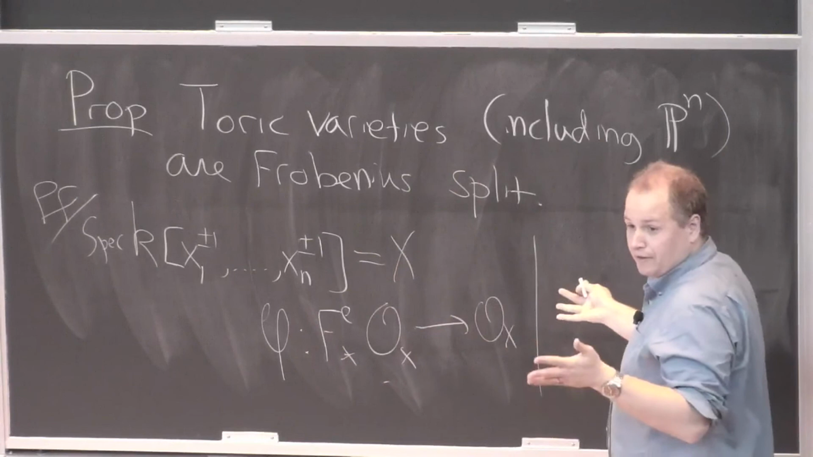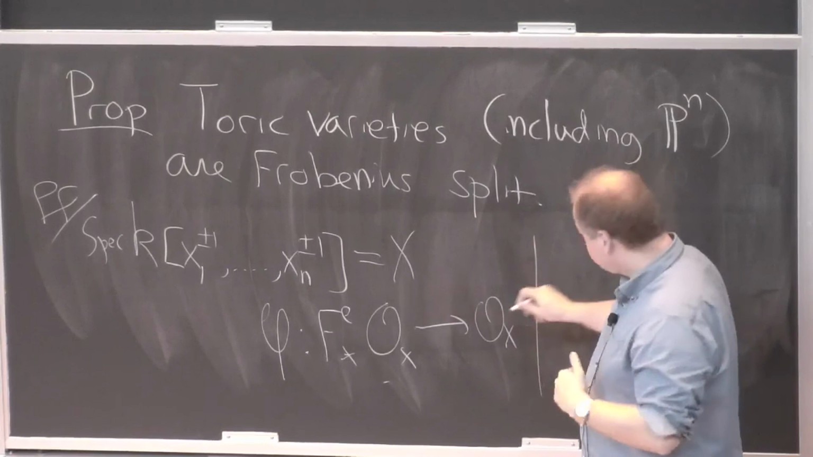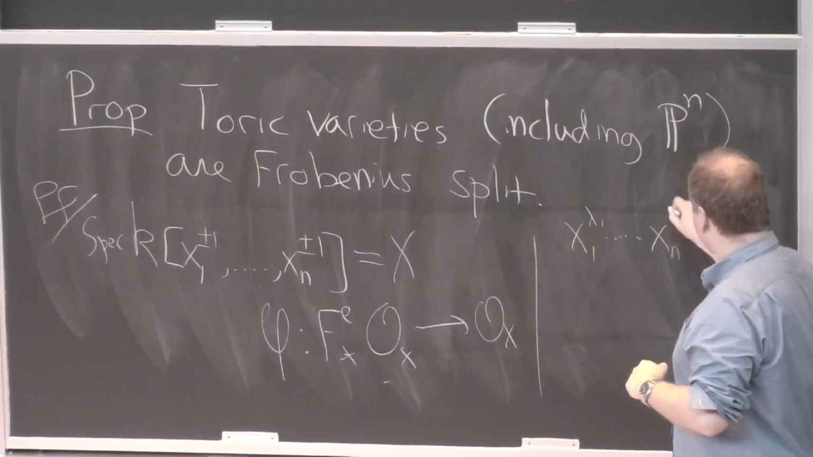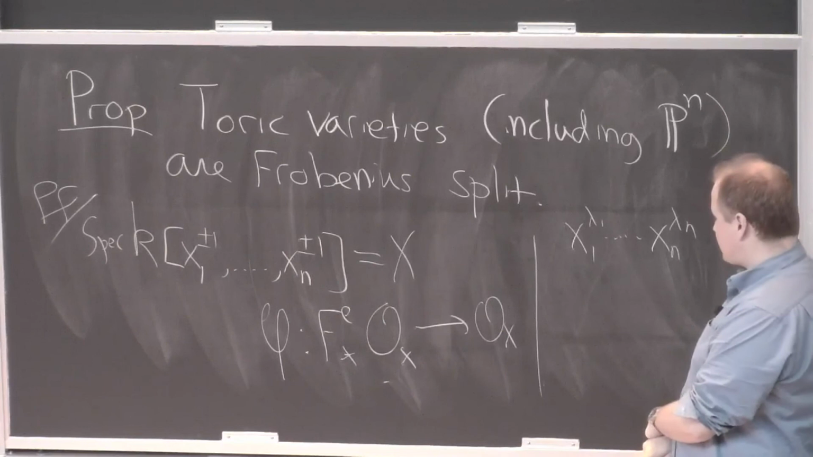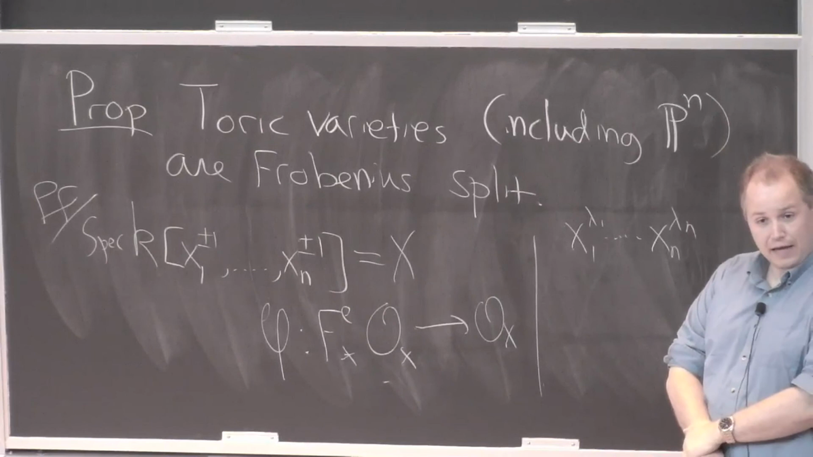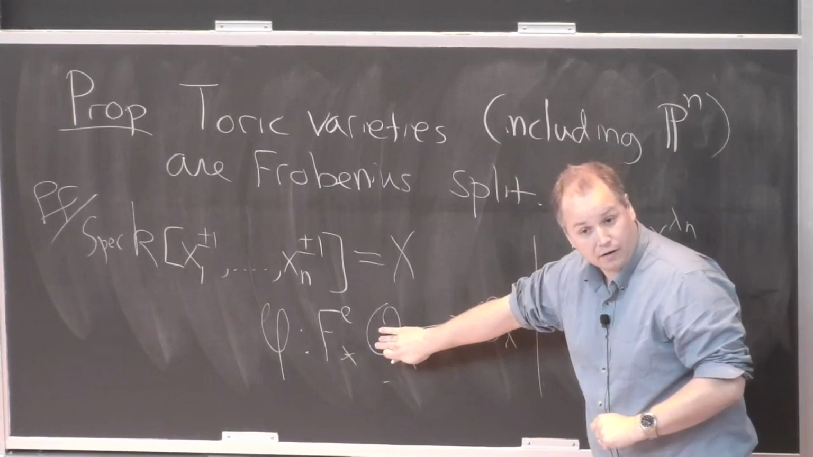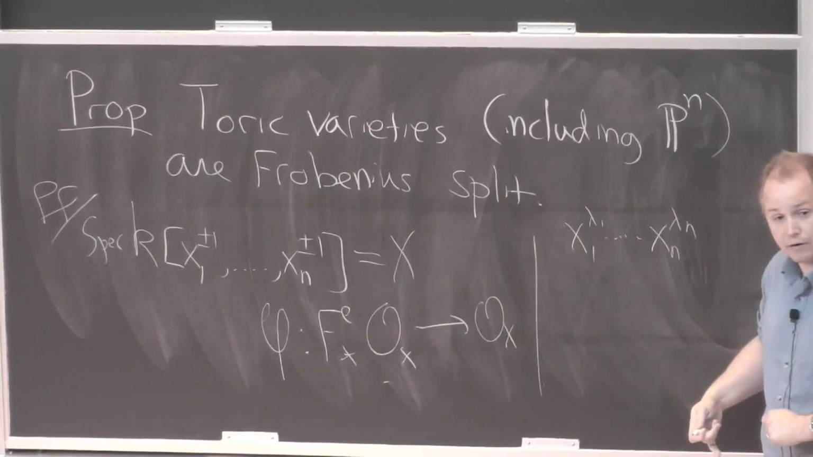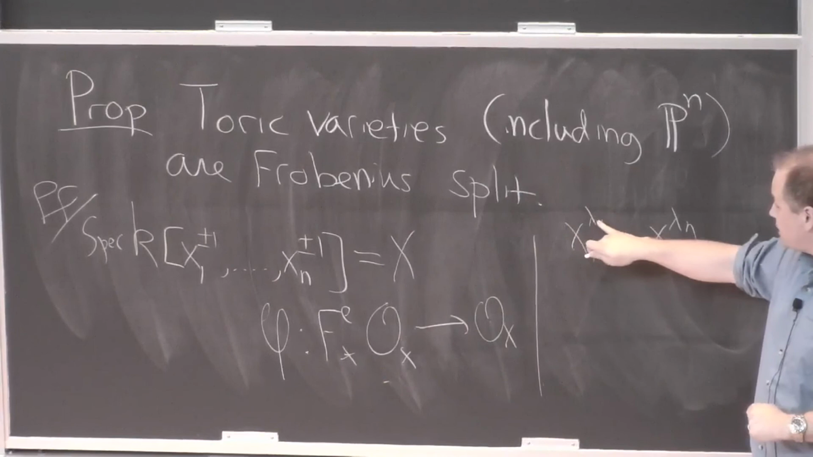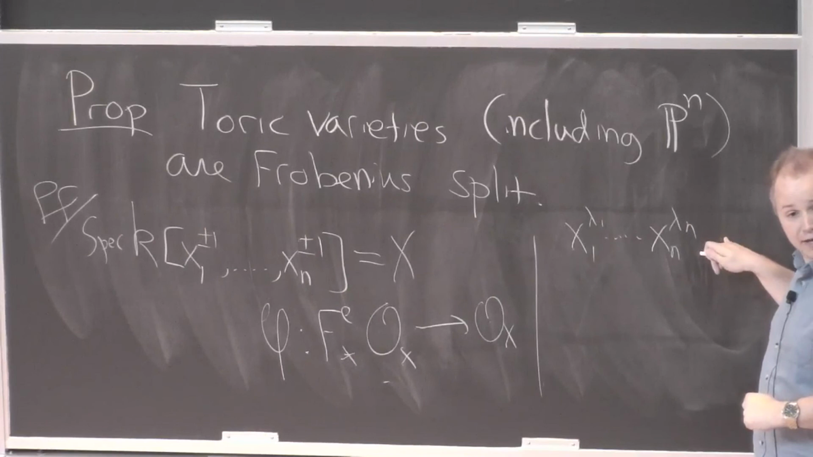All you do is, I'm going to tell you what it does on a monomial, x1 to the lambda 1 through xn to the lambda n. We have to think for a second what it's going to do. If it's going to be a splitting, it's got to send 1 to 1. And it has to be an O_X module homomorphism. The O_X structure on this part is: take a function and multiply it, and the function acts by its p to the eth power. So in particular, x1 to the p^e through xn to the p^e has got to get sent to x1 through xn, because 1 has got to get sent to 1.